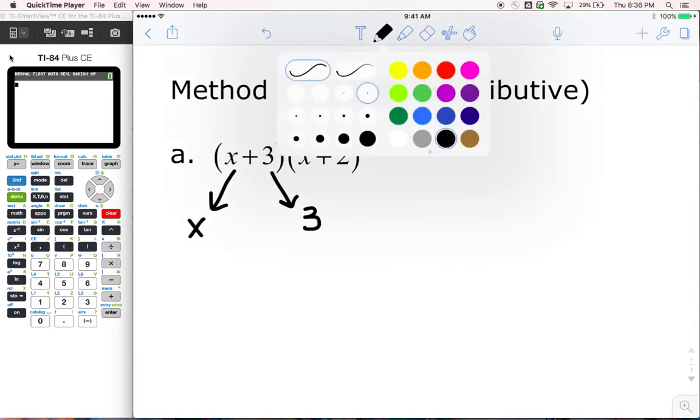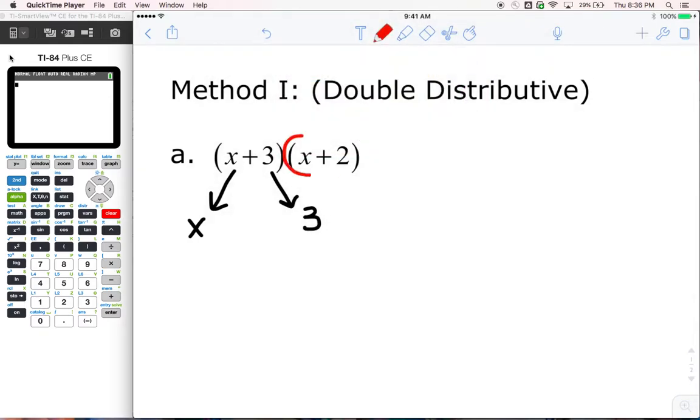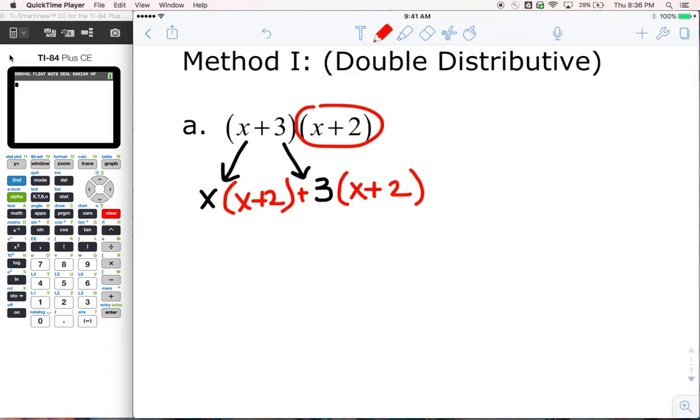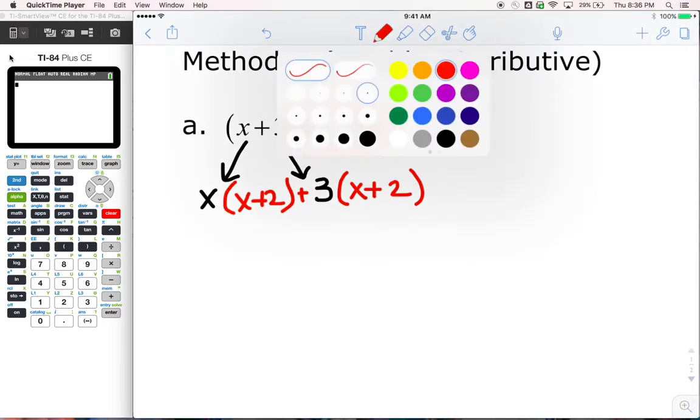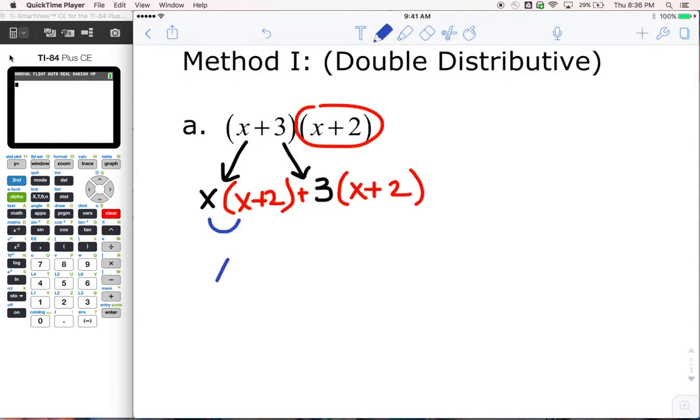Okay, we're breaking up the first one, and then we're taking this second one, and we're multiplying x times that second group, and we're multiplying 3 times that second group. So essentially, each part of this is multiplying the second group, but we're just breaking it up first. So when we do this, we get x times x, which is x squared, x times 2, which is positive 2x. Then we move on to the next part. 3 times x is positive 3x, and 3 times 2 is positive 6.